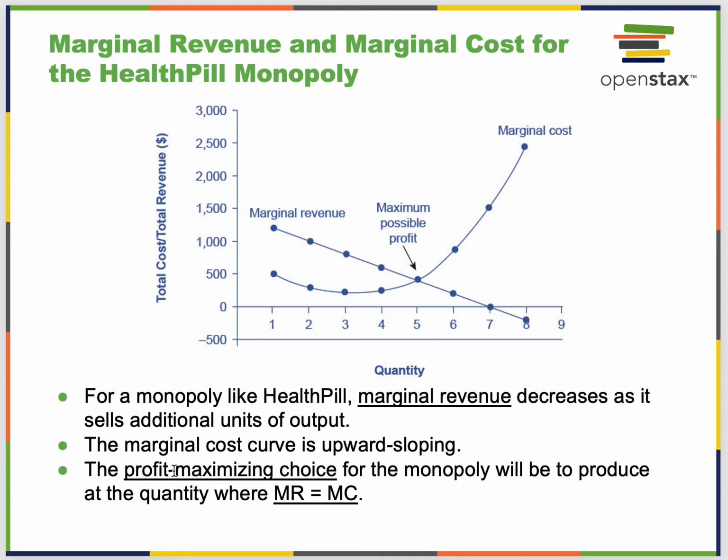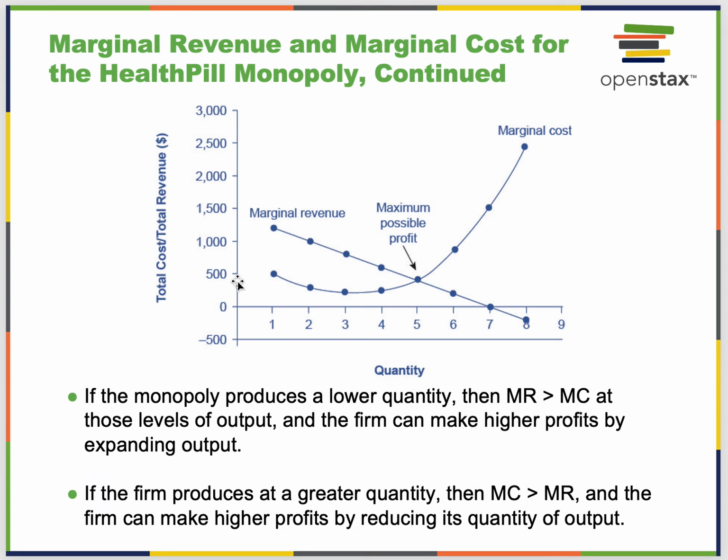So when we look at the profit maximizing choice for a monopoly, we're always looking at when marginal revenue equals marginal costs. Marginal revenue decreases as it sells additional units of output. The marginal cost curve is upward sloping. So you want to find that place where they're equal to each other. But that's not where they want to operate, because that says operate at 5 and 500. But that's not the case.